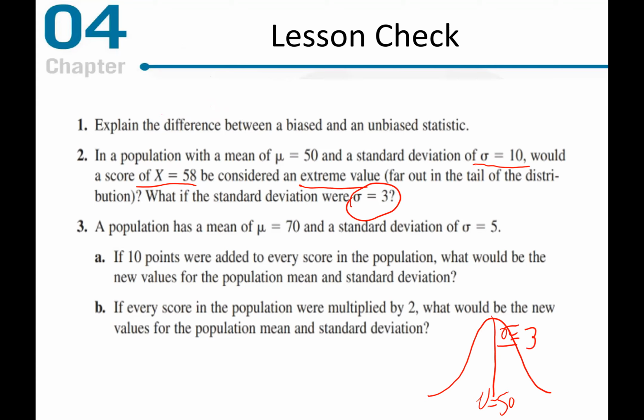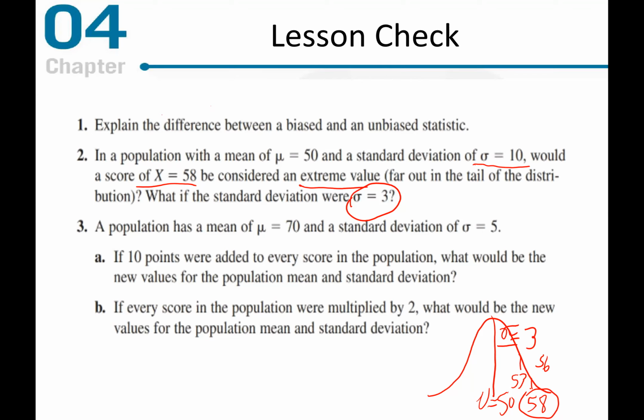And we have a score of 58. So 1 standard deviation above the mean is 50 plus 3, which is 53. 2 standard deviations above the mean would be a score of 56. Our score is 58. Now, like I said earlier, we are going to consider an extreme score to be 2 standard deviations or more away from the mean. So a score of 58 in this instance would be more than 2 standard deviations away from the mean.